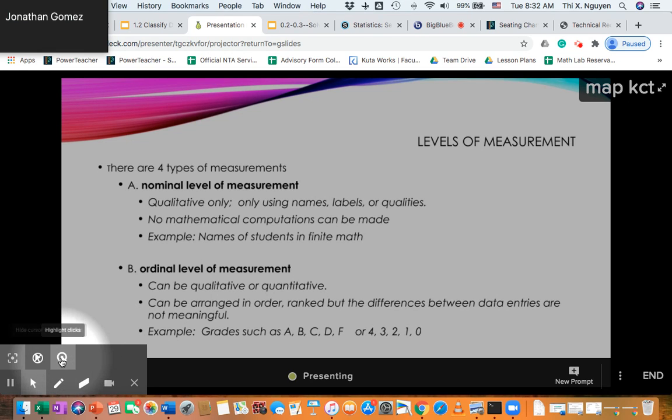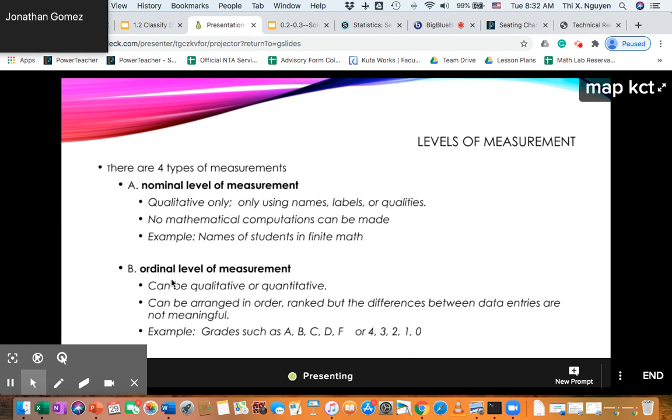The next one is ordinal, right? With ordinal, we talk about data that can be qualitative or quantitative. It can be numbers, it can be names. But what we can do with this one is we can arrange them in a certain order. It can go from lowest to highest or alphabetically from A down to Z or the opposite. So for this, we have A, B, C or we can have 4, 3, 2, 1. Okay, we can put them in order. So the name right here tells you it is in order.